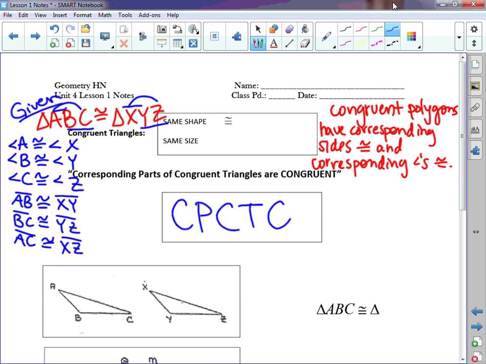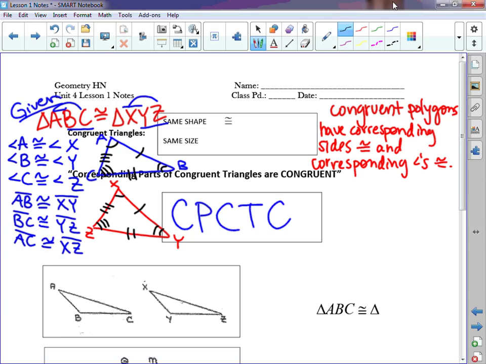If I were to draw a picture of this, I have A, B, C, X, Y, Z. Then I could go ahead and fill in the information. A and X have the same angle measure. B and Y have the same angle measure. C and Z have the same angle measure. AB is the same as XY. BC is the same as YZ. And last, AC is the same as XZ. Now I can fill in all this information.